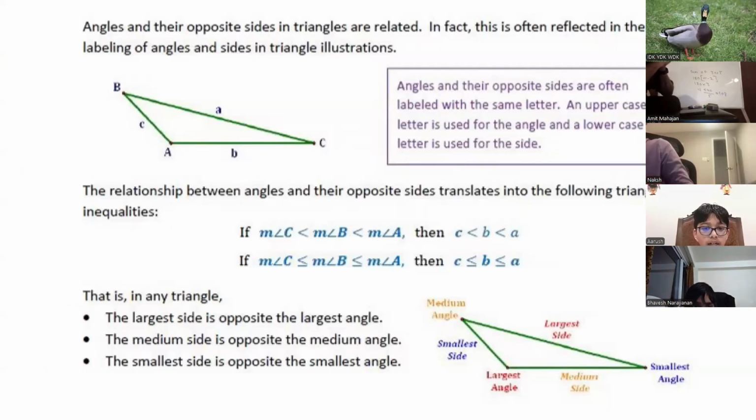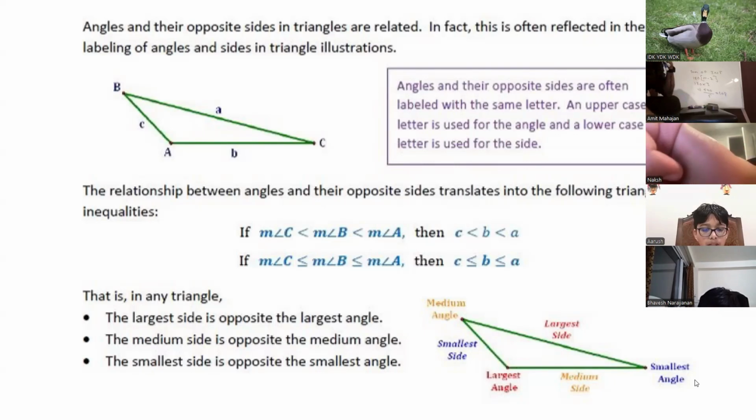Angles and their opposite sides in triangles are related. In fact, this is often reflected in the labeling of angles and sides in the triangle illustrations. Angles and their opposite sides are often labeled with the same letter. An uppercase letter is used for the angle, and a lowercase letter is used for the side. The relationship between angles and their opposite sides translates into the following triangle inequalities.